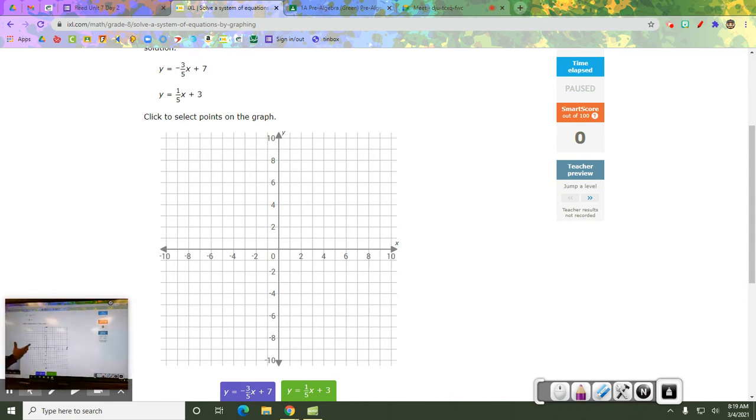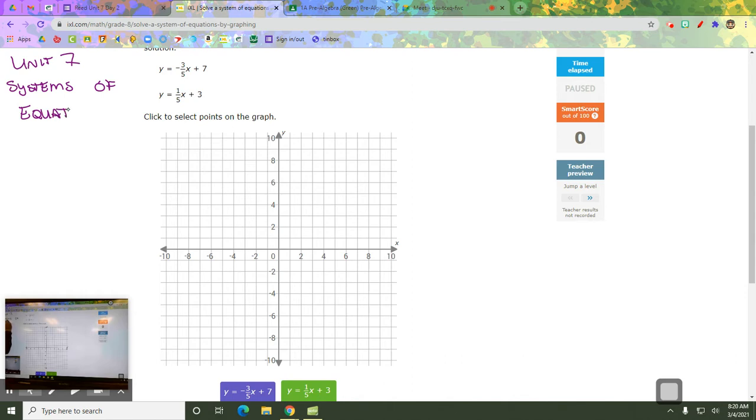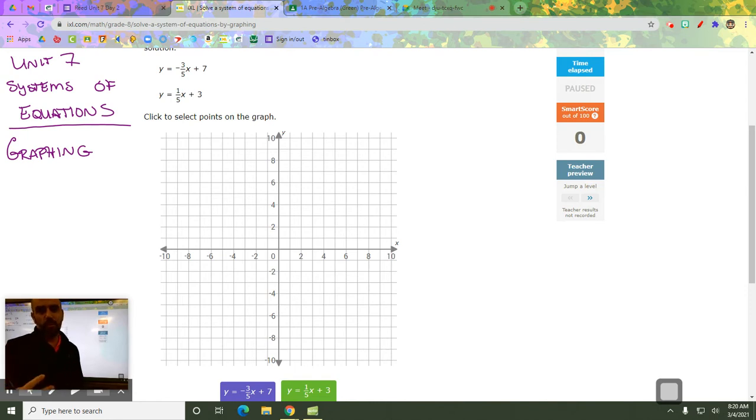All right, so again, we're in Unit 7, and we are on systems of equations. Okay, so systems of equations, we have two linear equations. What we're doing today, we're dealing with the graphing portion. So we're going to be graphing these. Now, when we're graphing these, the first thing that we're going to do with both of these is we want to make sure they're in slope-intercept form.